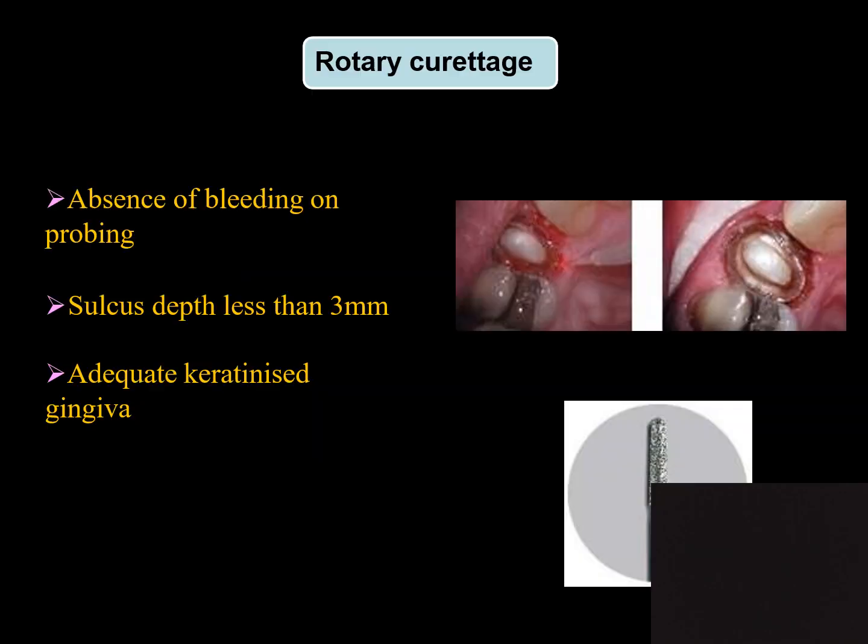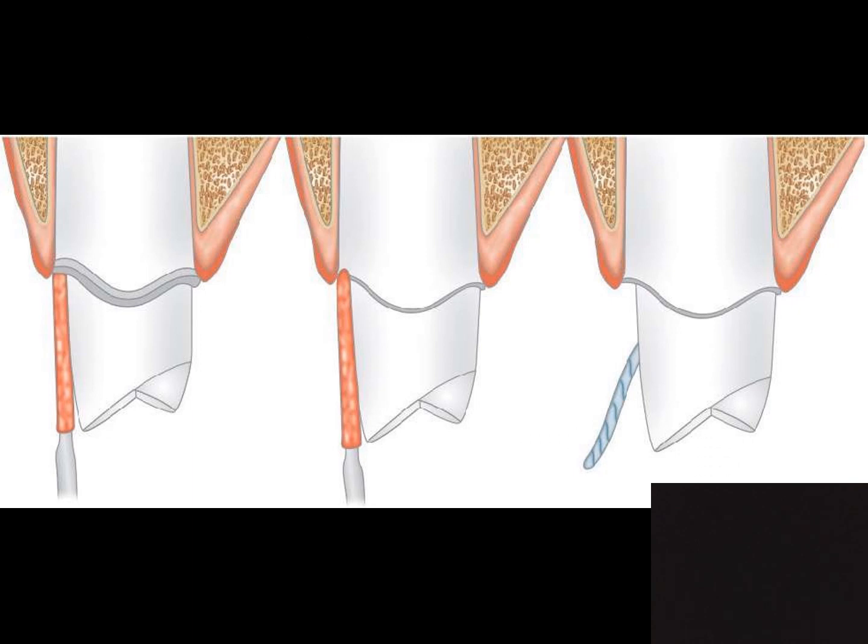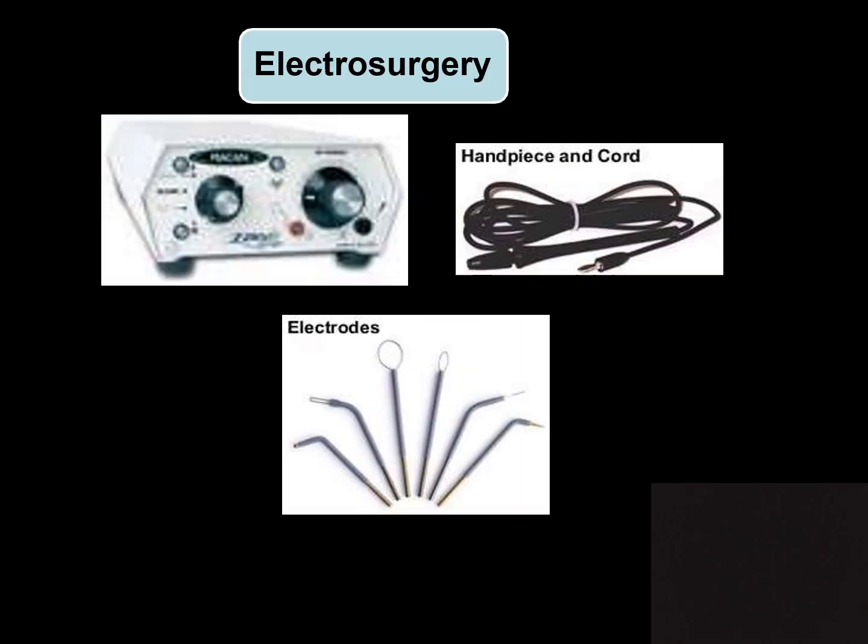It will provide a definite margin of the prepared tooth. Next is the rotary curettage method of gingival retraction, indicated in the absence of bleeding on probing, with sulcus depth less than 3 mm and adequate keratinized gingiva. These are the indications for doing rotary curettage. In these ideal cases, we can go ahead with rotary curettage. This is a process in which burs are used to produce a rotary curettage, followed by the placement of the gingival retraction cord.